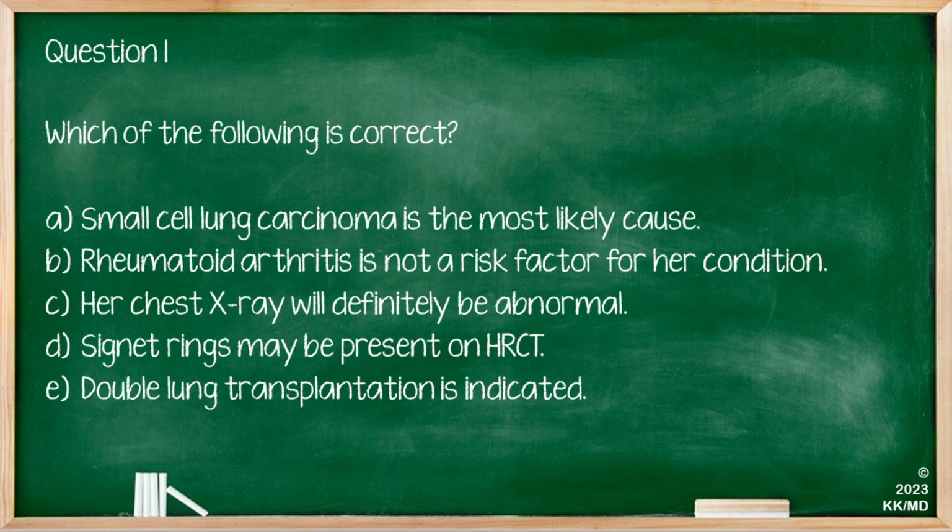And the options are: A, small cell lung carcinoma is the most likely. B, rheumatoid arthritis is not a risk factor for her condition. C, her chest x-ray will definitely be abnormal. D, signet rings may be present on HRCT. And E, double lung transplantation is indicated.